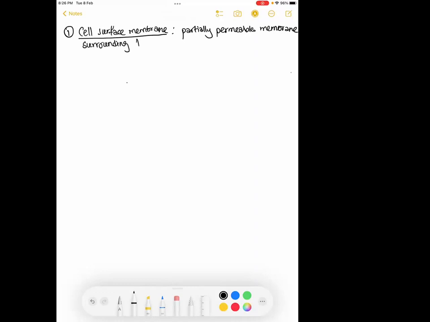Surrounding the cytoplasm of the cell. Its function is, the blue color one, okay? So it controls the substances entering or leaving the cell.